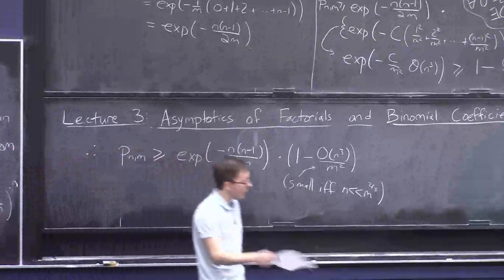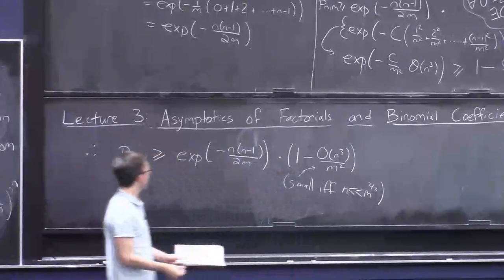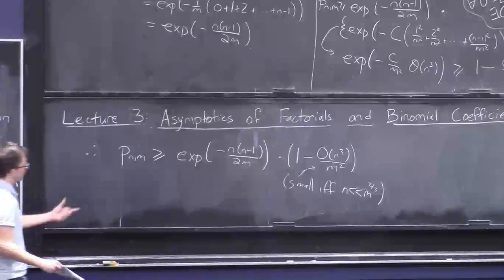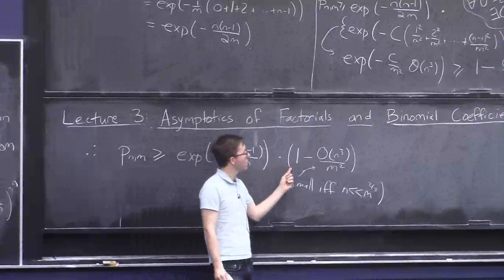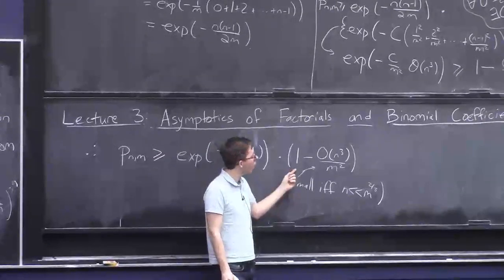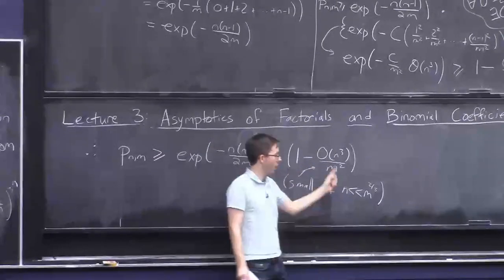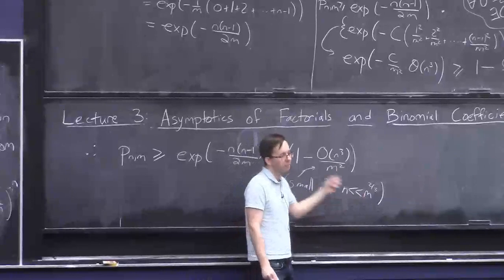Okay, so actually, we could be done here. We could just say, well, the answer is basically this, up to a factor that is close to 1. I mean, it's tending to 1, at least as long as n is not too big compared to m.